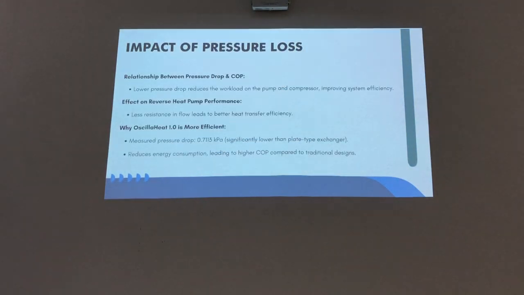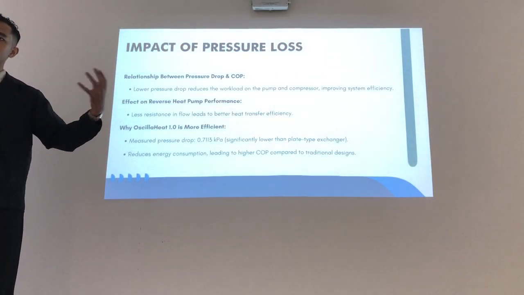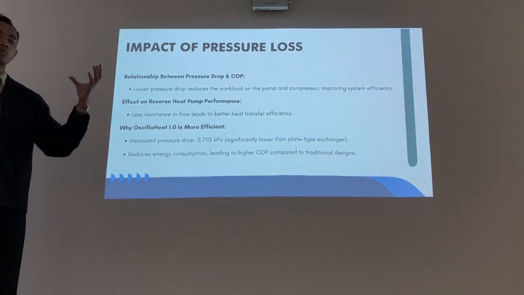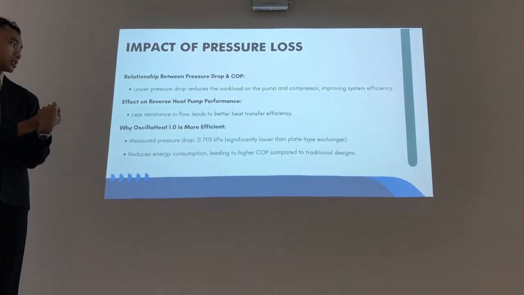The impact of pressure loss will result in more workload done on the compressor itself. So the higher the pressure loss, the more work done by the compressor, hence increasing the COP itself.